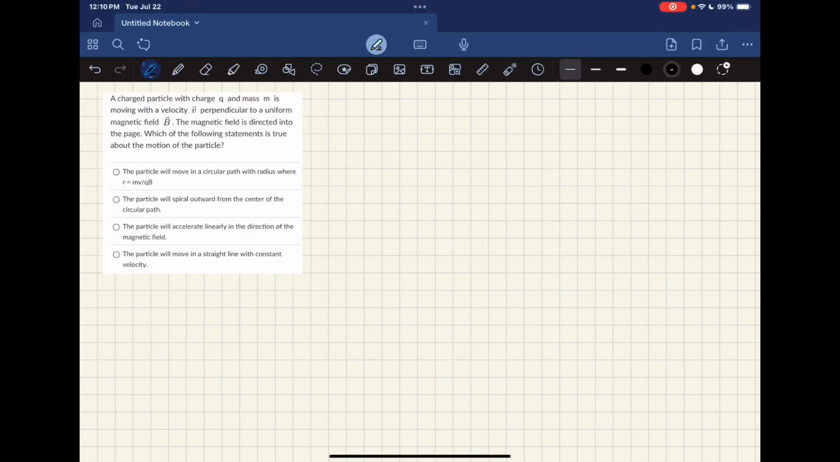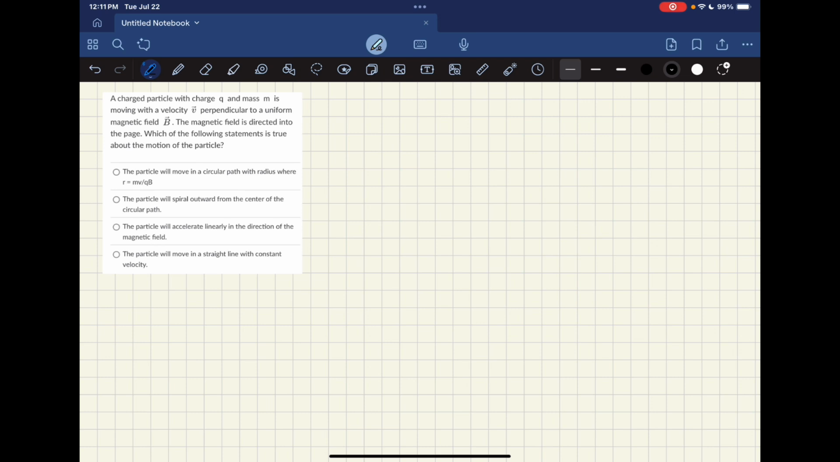Hello everybody, I've got another physics video here today, and today we're going to be covering the right-hand rule. The way that we're going to do this is I'm going to show us a problem, and then I'm going to show myself using the right-hand rule to solve that problem, and then we'll go back and actually find the right answer. So this first one, we have a charged particle with charge q and mass m.